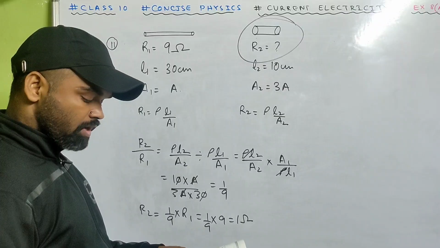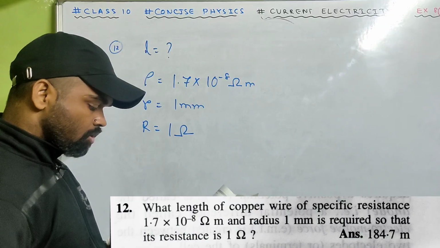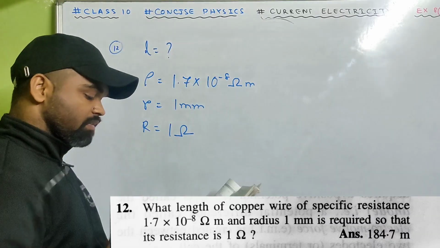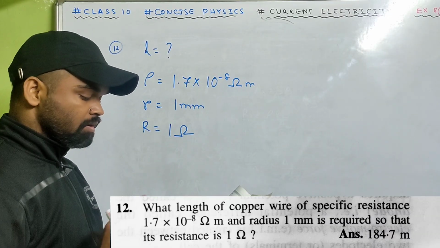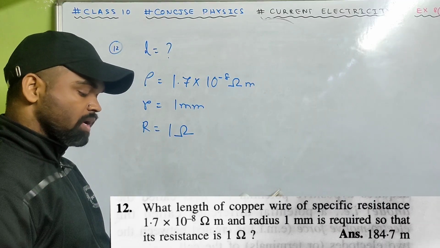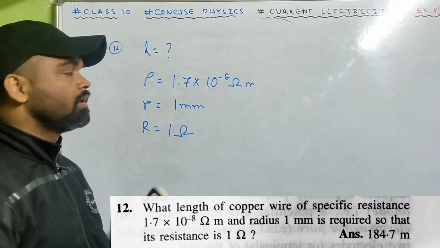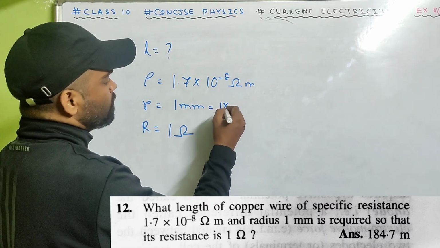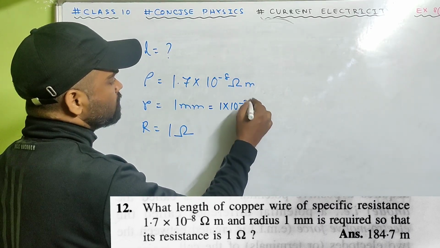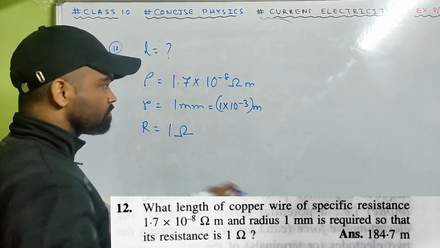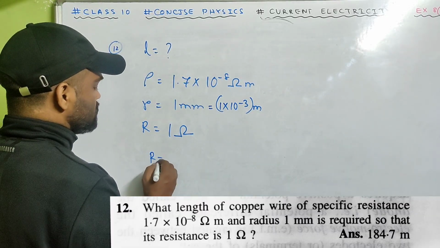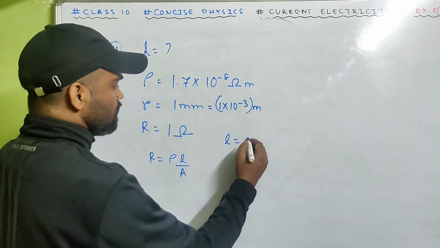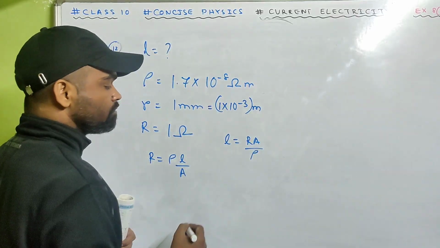Okay. Now let us look at number 12. What length of the copper wire of specific resistance 1.7 multiplied by 10 to the power minus 8 ohm meter and radius 1 mm is required so that its resistance is 1 ohm? Very simple. First of all, 1 millimeter means 1 multiplied by 10 to the power minus 3 meter. Change it to meter, SI unit. Now we know resistance equals rho L by A. So L equals R into A by rho.